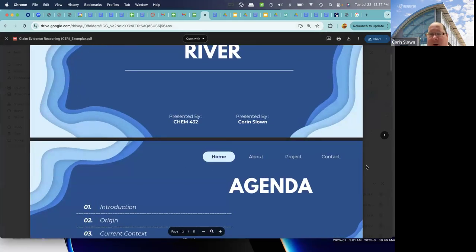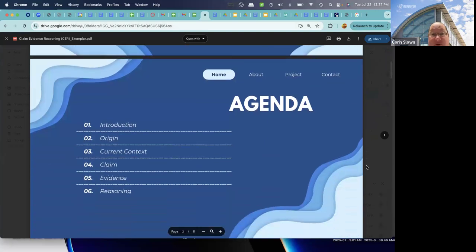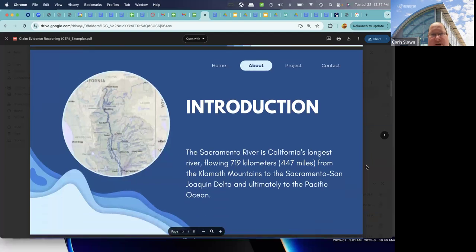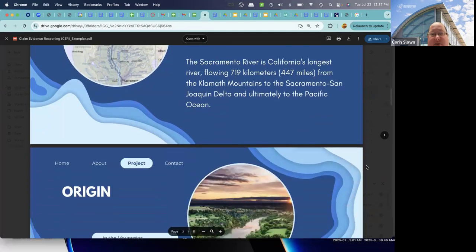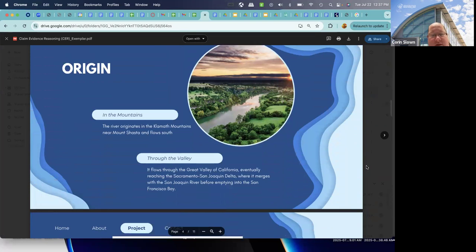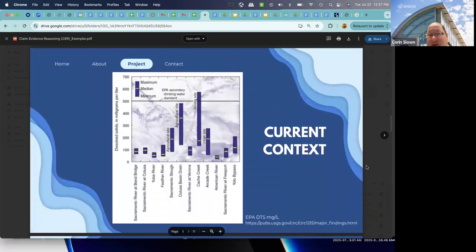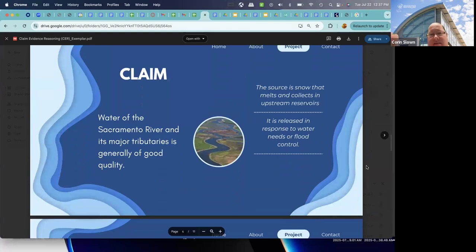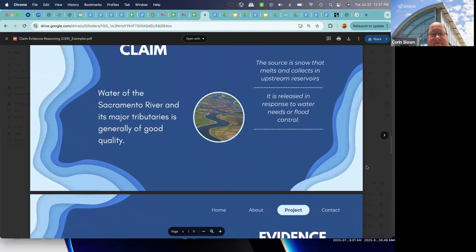All right, so what needs to be present? It's always helpful for there to be a brief overview. I gave an introduction to what the water site is or what the watershed is. I also talked about its origins. Where does the water start? Where does it flow to? And then I gave a little bit of the current context. So, what's in the water is a good way of thinking about that. And then the claim: is the water quality good, poor, medium?